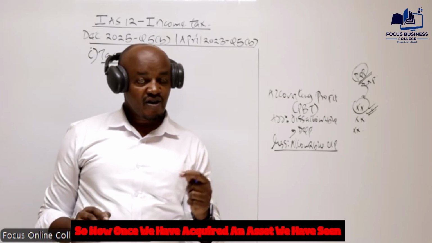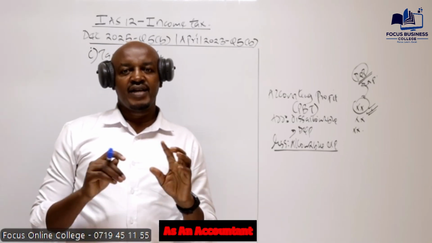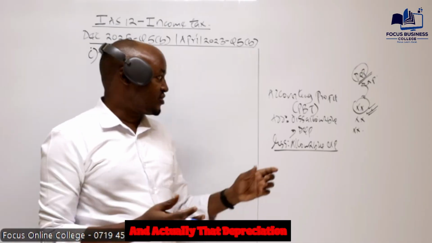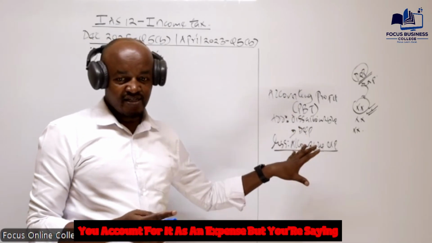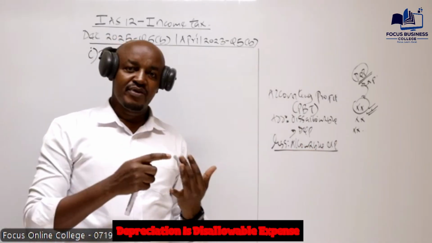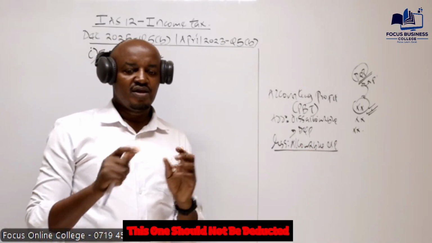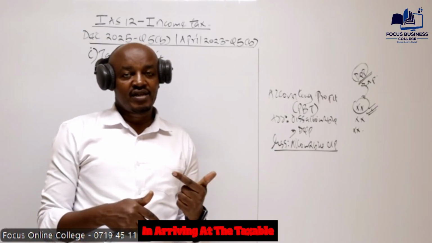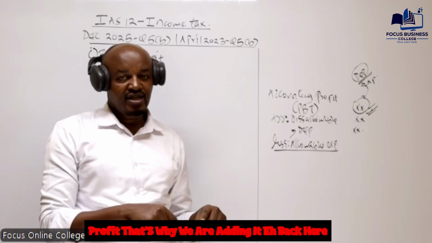So now, once we have acquired an asset, as an accountant, what you do when preparing the financial statement is compute depreciation. And naturally, you account for that depreciation as an expense. But depreciation is a disallowable expense. It should not be deducted from the total income of the company in arriving at the taxable profit. That's why we are adding it back here.